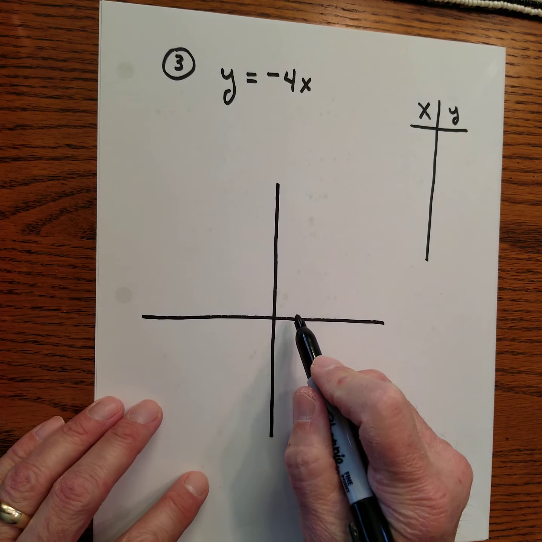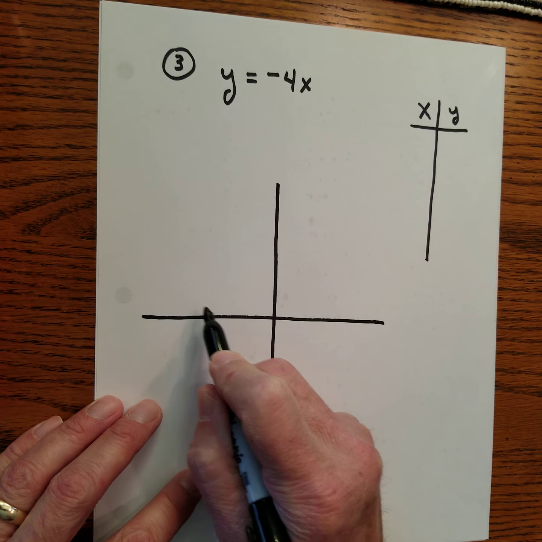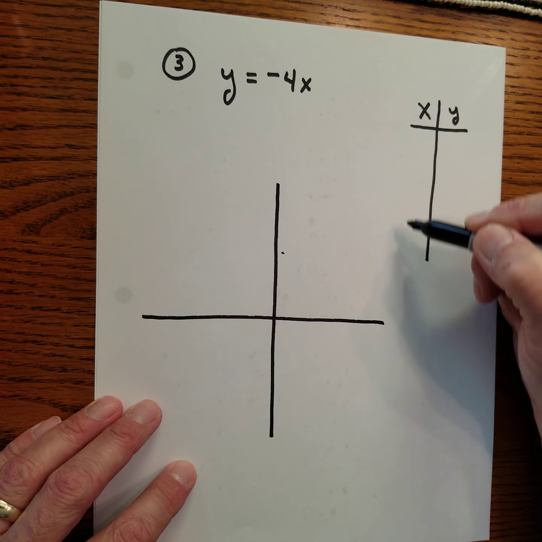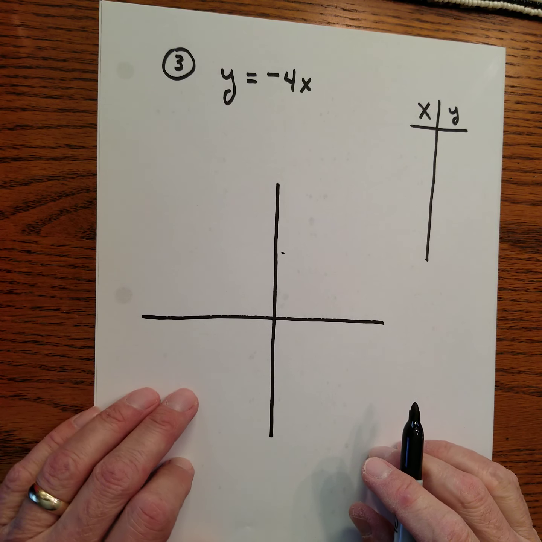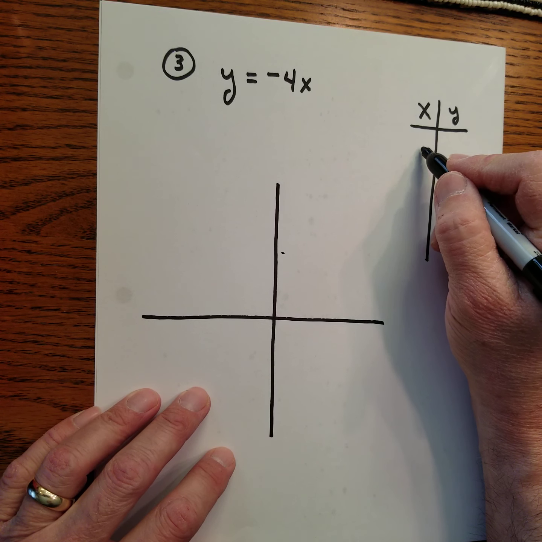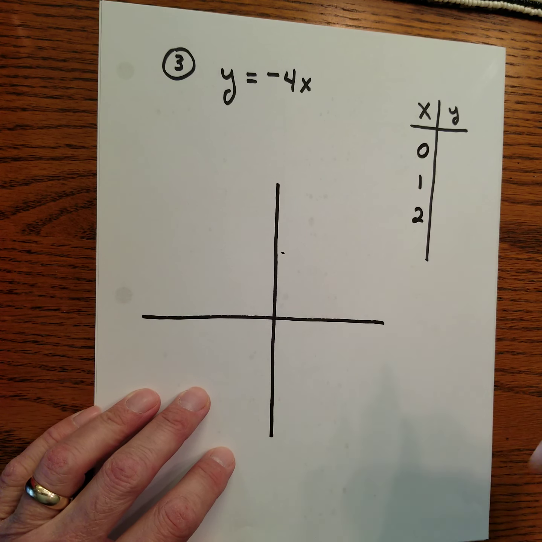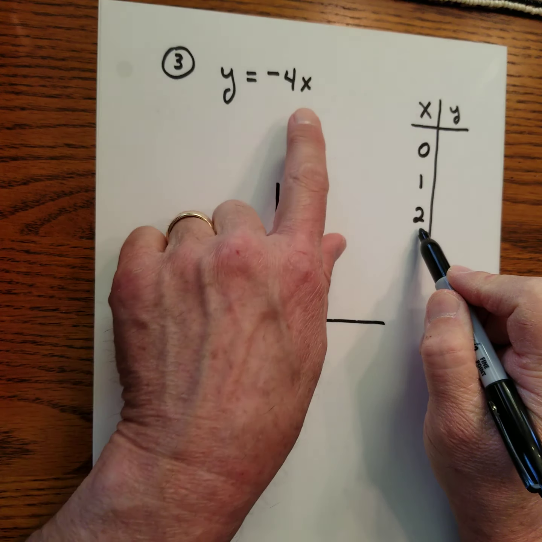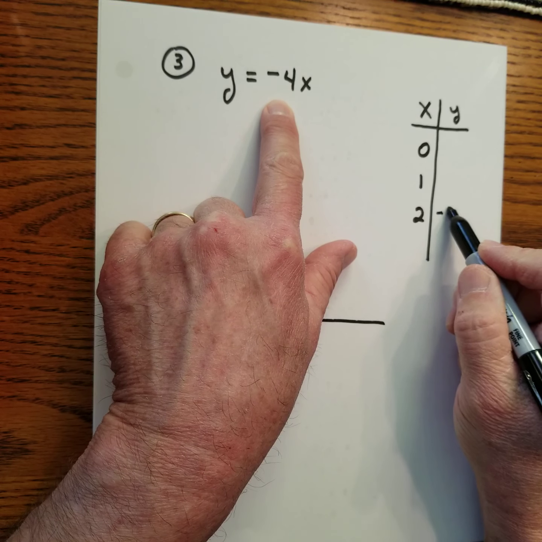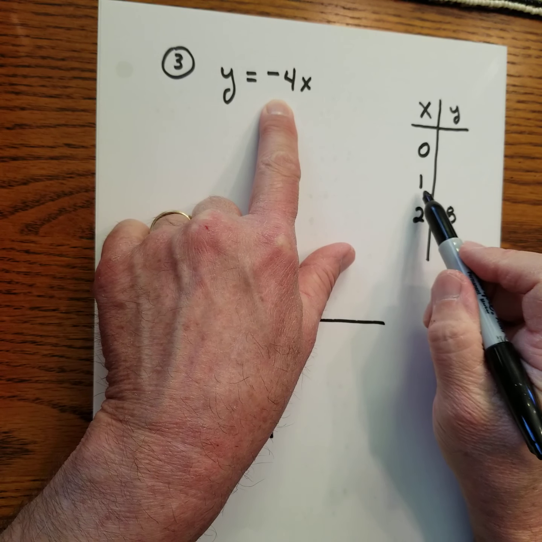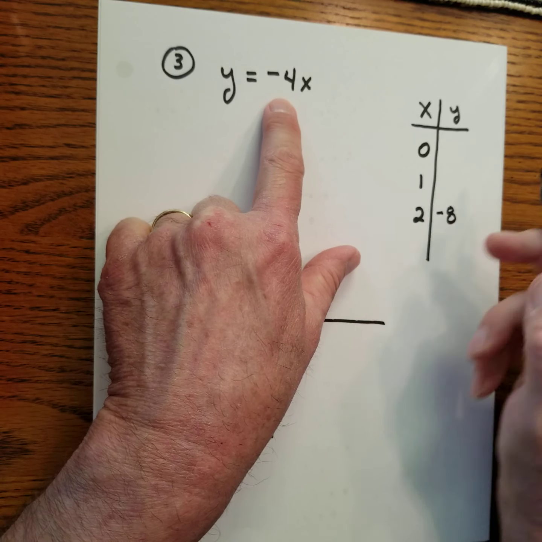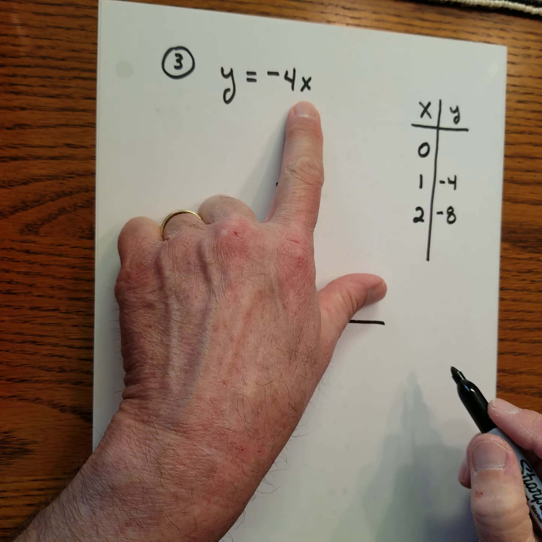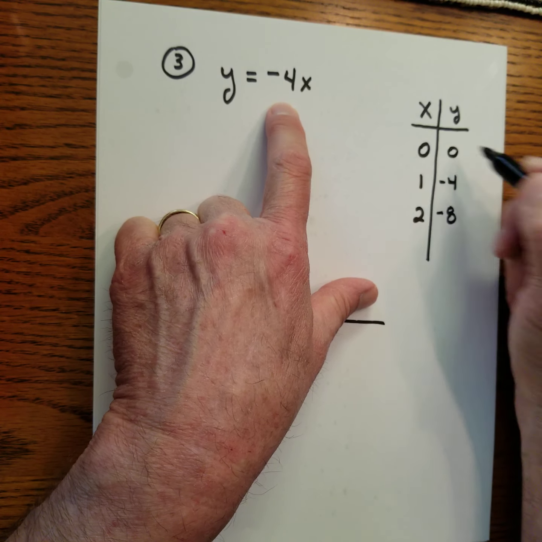When we make our graphs, we have to make sure that we have enough spaces on the x-axis, enough spaces on the y-axis. Maybe smart to make our xy chart first so we know how big our numbers might get. Of course, we're always using 0, 1, and 2 for x. For y, let's plug in the 2. And 2 times negative 4 is negative 8. Now plug in 1. 1 times negative 4 is negative 4. When I plug in 0, 0 times anything is 0.